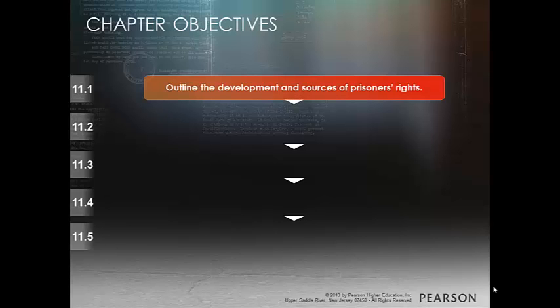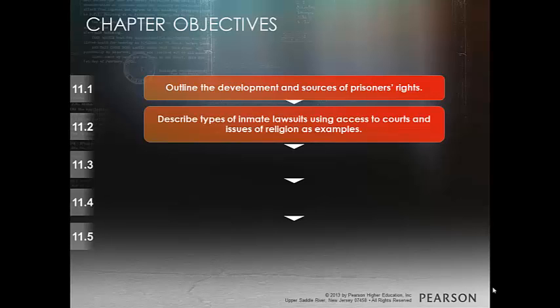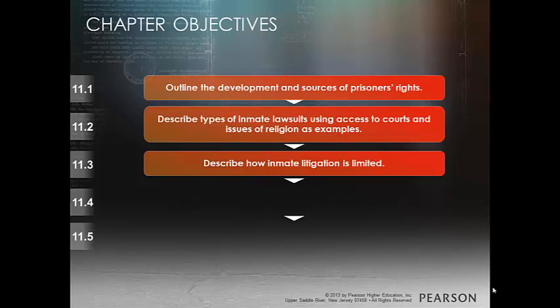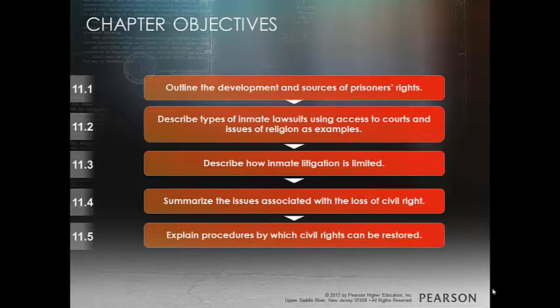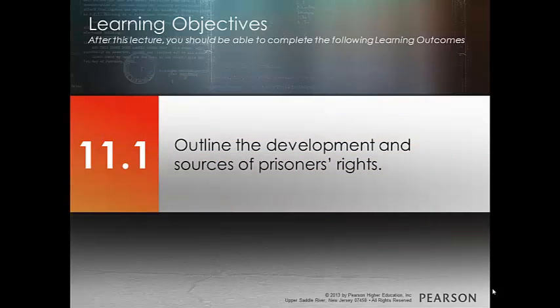1. Outline the development and sources of prisoners' rights. 2. Describe types of inmate lawsuits using access to courts and issues of religion as examples. 3. Describe how inmate litigation is limited. 4. Summarize the issues associated with the loss of civil rights. And 5. Explain procedures by which civil rights can be restored. All right, let's get started.